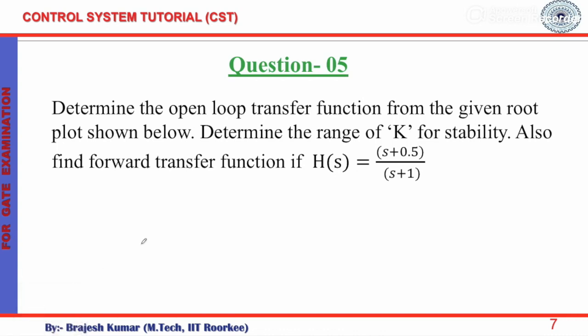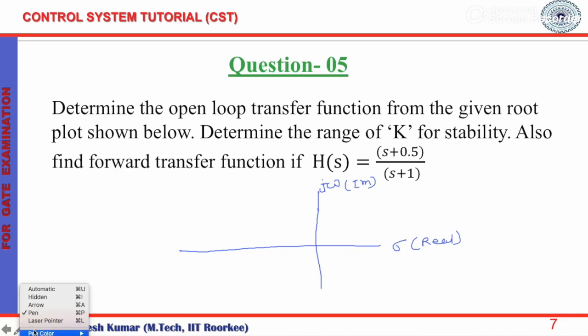What does it say? It says determine the open loop transfer function from the given root locus plot shown below. The graph is not shown below, so I am drawing it. Here is your sigma axis. Here is your, I am going to say it is the j omega axis. This is also called the real axis, and this is the imaginary axis, right? You might be knowing.